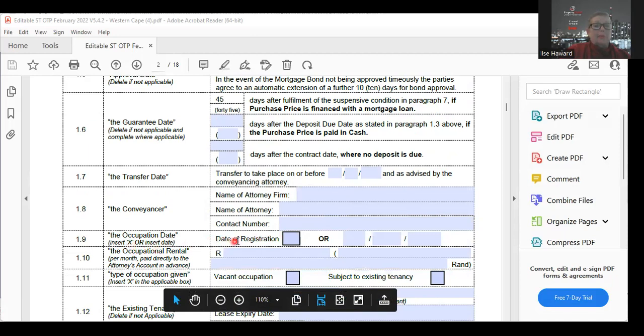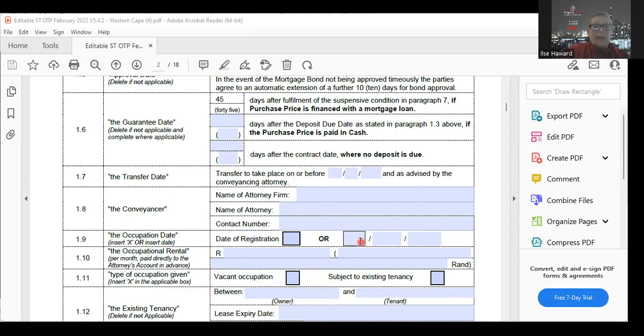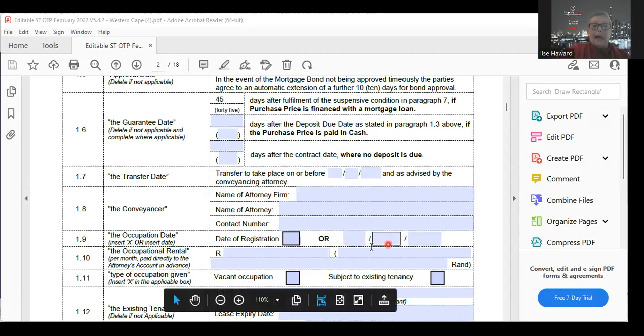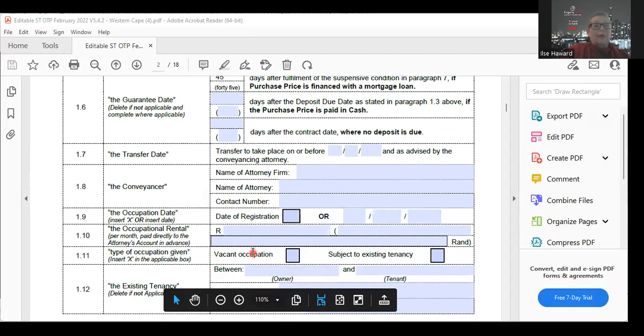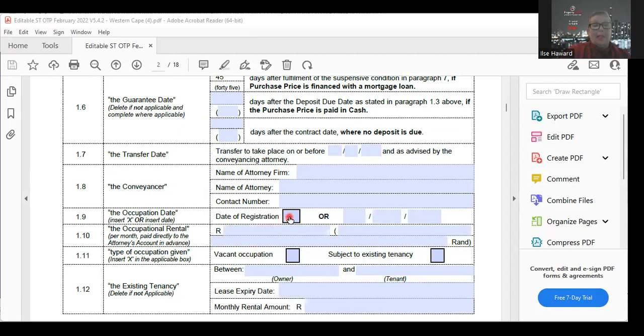The occupation date is important. If it's date of registration, just stick it there. If it is, for instance, speculative, buying a unit that's being rented out and he's going to be putting new tenants in, then you must put the date in there. It can't just be left open. The occupational rental always has to be filled in, even though they say on date of registration.